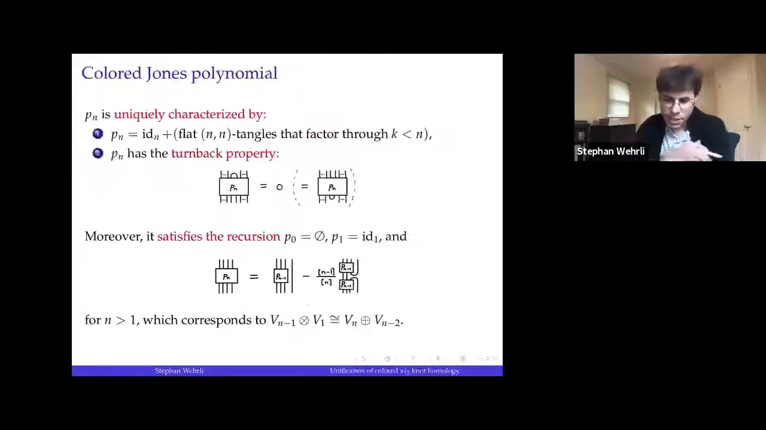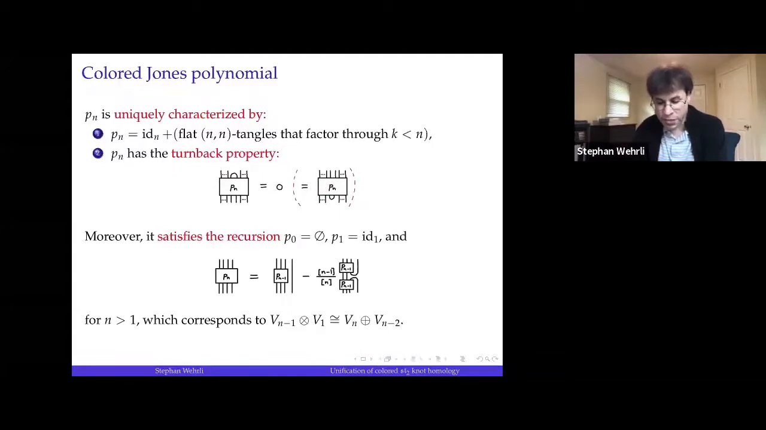Namely, on the one hand, you can describe the Jones-Wenzl projector axiomatically. It has a leading term, which is given by the n-strand identity tangle, and then other terms that factor through tangles with fewer strands. And it has these turnback properties. If you add a turnback at the top of the projector, it becomes 0. The same happens if you add a turnback at the bottom. Actually, it turns out that if it satisfies this property and this property, it also satisfies this one, but that's less obvious.